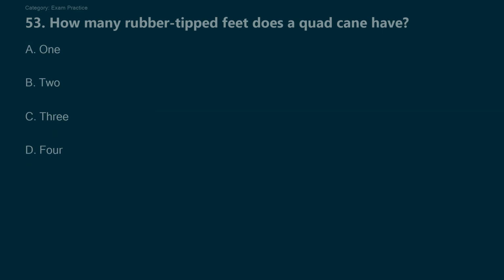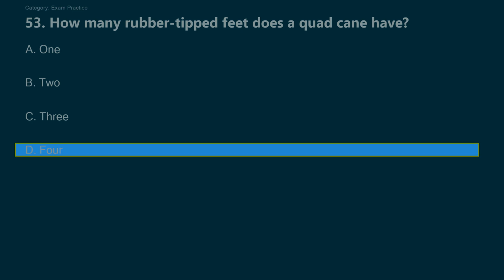Question 53. How many rubber-tipped feet does a quad cane have? Option A, 1. Option B, 2. Option C, 3. Option D, 4. The correct answer is option D, 4.